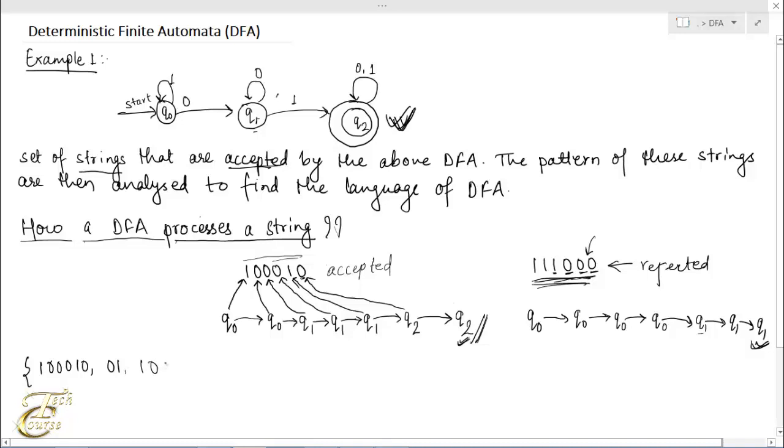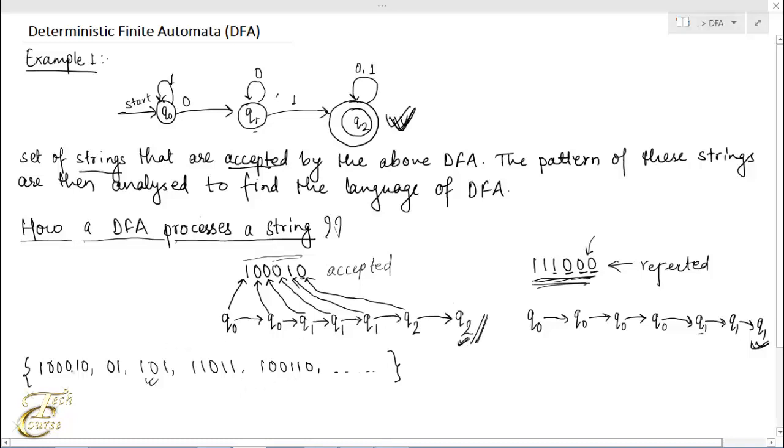Similarly, the string 101 is also accepted, since reading 1 from the state Q0 remains in the same state Q0, and then reading 0 from this state leads to the state Q1, and finally reading the 1 from Q1 leads to the state Q2, which is the final state. That's why this string is also accepted by the above DFA. Similarly, the next string is 11011. The next one which is accepted by the above DFA is 1001110, and so on.